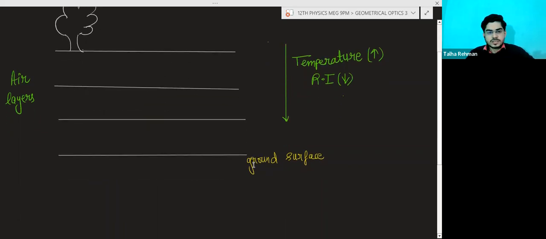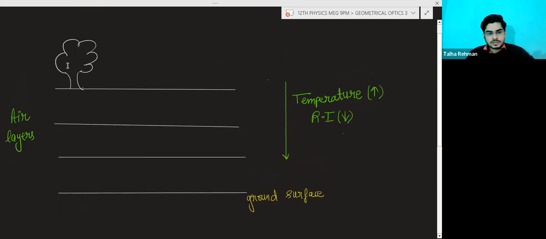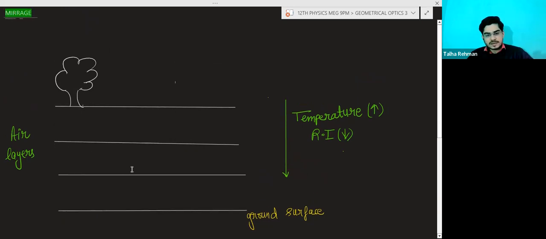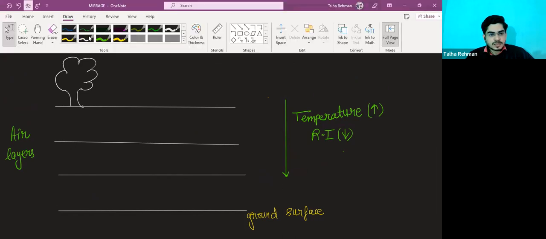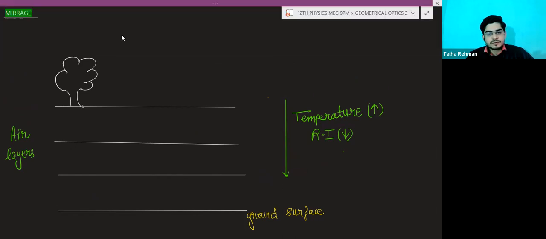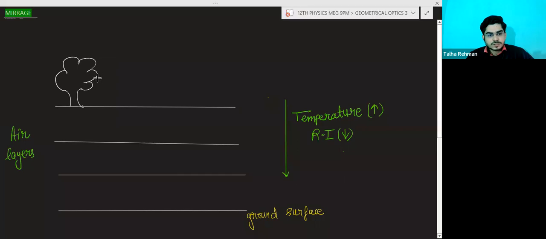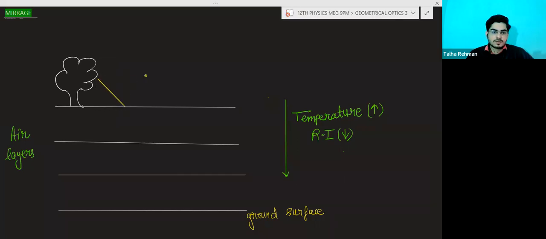Okay, so see what will happen now. Suppose there is some tree. This is the tree. And these are the layers of air at different temperatures and having different refractive indices. So for example, a light ray coming from this tree like this.